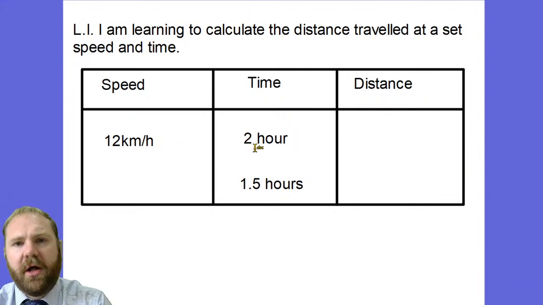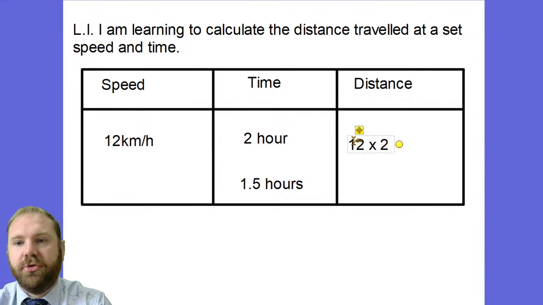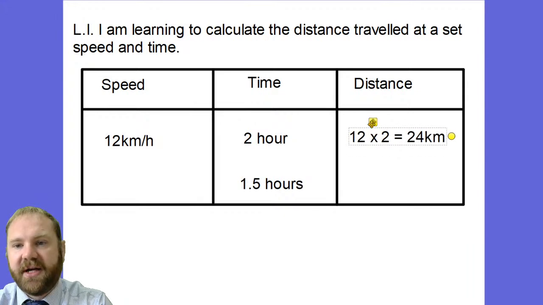How are we going to work that out? Well, in the first hour I go 12, in the second hour I go 12. So basically the distance then is going to be 12 times 2. Therefore, I'm going to be going 24 kilometers in that time. Hopefully that kind of makes sense.